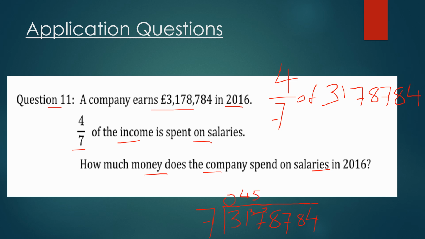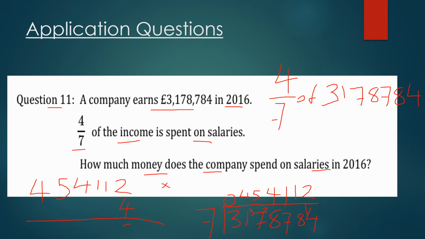7 into 28 goes exactly 4 times. 7 into 7 goes once. 7 into 8 goes once with a remainder of 1. And then 7 into 14, guys, goes twice. So 1/7 is 454,112. We want 4/7, so we're going to multiply this number by 4. So double it and then double it again, or just times it by 4. Either way would suffice.